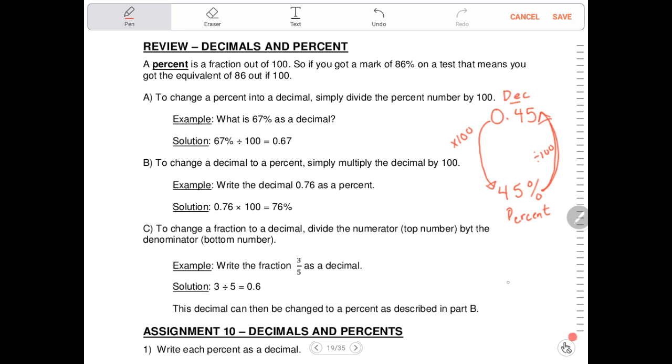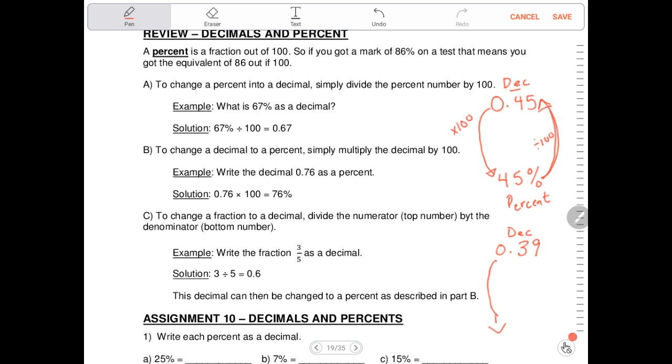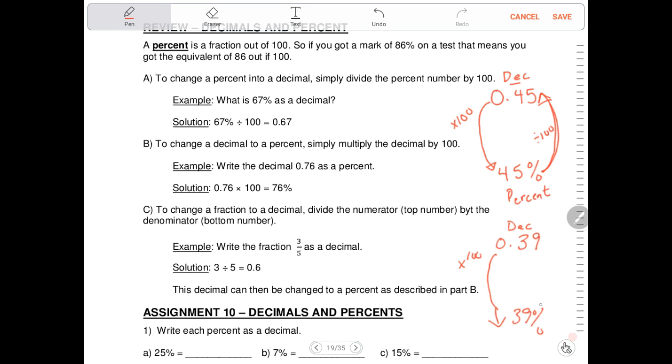So if I did another one down here, if I had 0.39, that's in decimal form. If I wanted that as a percentage, I would times by 100. That would give me 39%. If you want to go from a percentage to a decimal, it would simply be the opposite operation, and you would divide by 100.